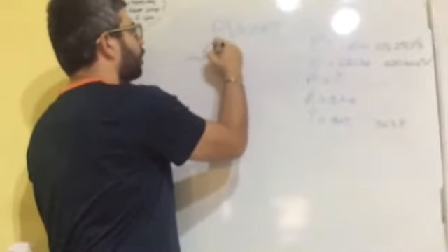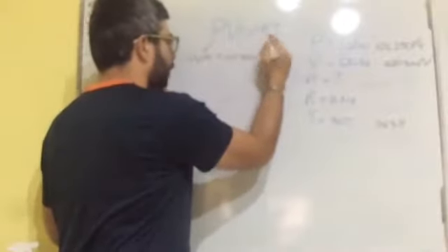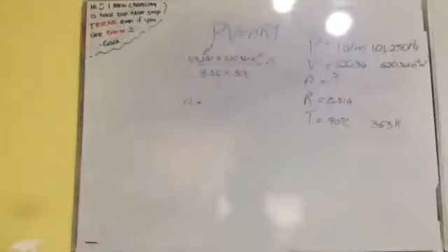And now you can put them in your equation, where 101,250 times 620.34 times 10 to the minus 6, divided by 8.314 times 363 equals n. Give me a second to work it out. So 101,250 times 620.34 times 10 to the power of minus 6, all divided by 363 divided by 8.314, and that would be equal to 0.02081 moles.